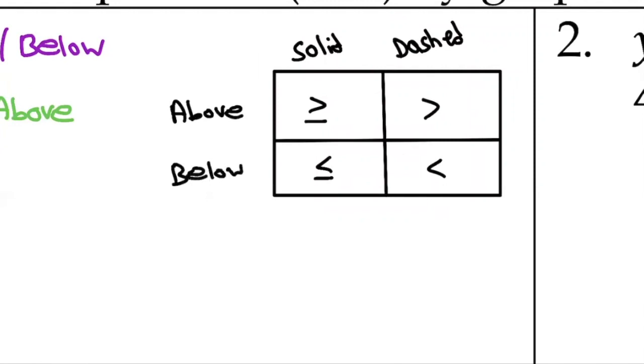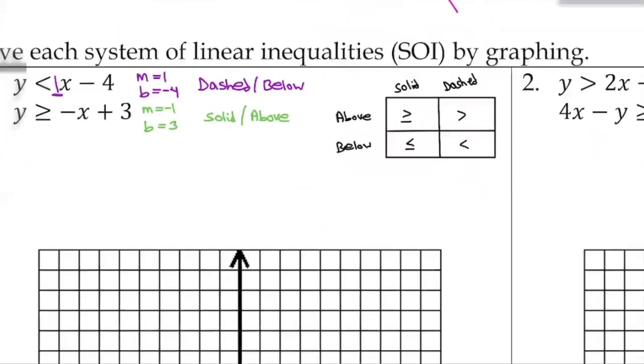So if you ever have a less than or equal to, it's a solid line, and you shade below. If you ever have greater than, that means it's dashed and above. If you have less than, it's going to be a dashed line shading below. So just a quick idea of how to use this chart.